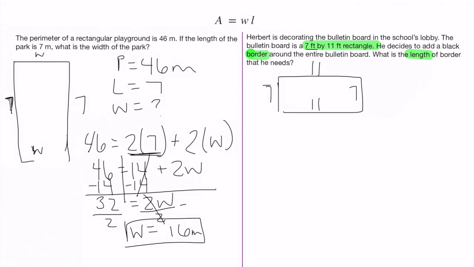So I just said we need to find the perimeter. So what is the perimeter of this? 11 plus 11 plus 7 plus 7. Again, if we want to know the border around something, even though it says length right here, length is a little bit of a misleading word. The length of the entire border around it is going to be our perimeter. So we need to take 11 plus 11 plus 7 plus 7, and that'll give us 36 feet.